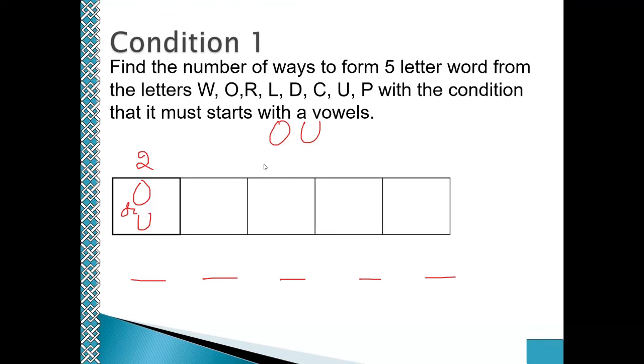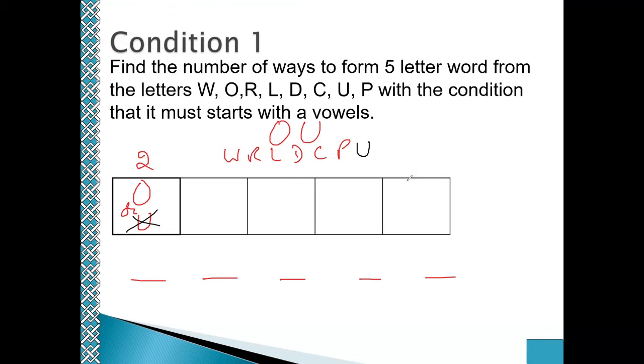But please remember, the remaining are W, R, L, D, C, P. Out of 8 letters, 2 of them are ovals. The remaining 6 are consonants. So the option to fill the first place is either O or U, but I will go for only one of them. Even though I have the option of 2, if I am going with O and not using U, what will happen to U? I can also use U in other blanks.